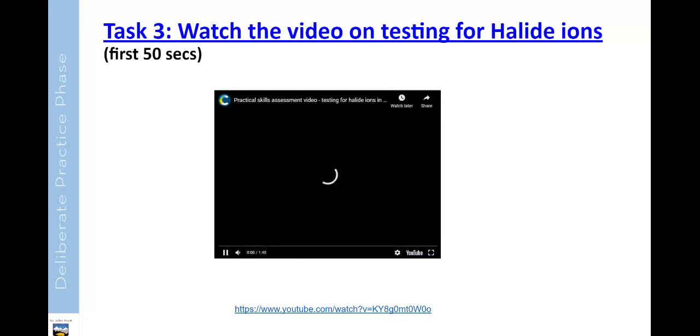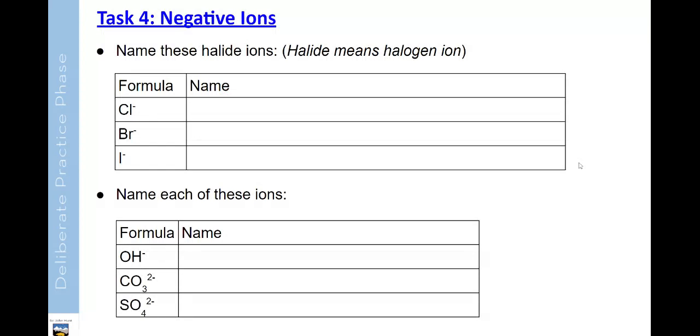Okay, so moving on, that leads us on to task 4. Task 4 is all about your knowledge of negative ions, summarising what we've learned this lesson. For the first table, name these halide ions. Now remember, halide means it's a halogen, it's come from a group 7 element. So you've got the formulas Cl minus, Br minus, I minus. I need you to name them.